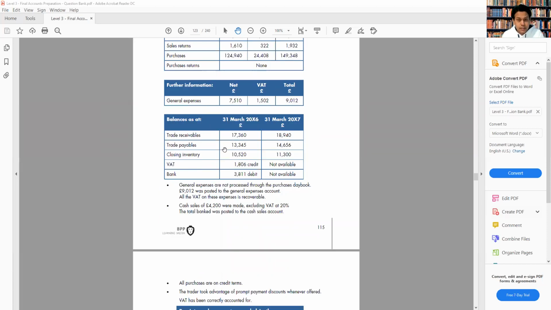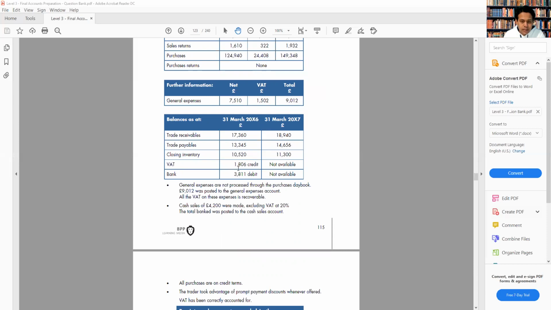On the opening and closing balance section, we can see trade receivables. We have an opening balance 17,360. Closing balance we have 18,940. Trade payable 13,345. And 31st March 2007 for the closing balance 14,656. Closing inventory, so we have the closing for the 2006, that is 10,520. And for the 2007 11,300.